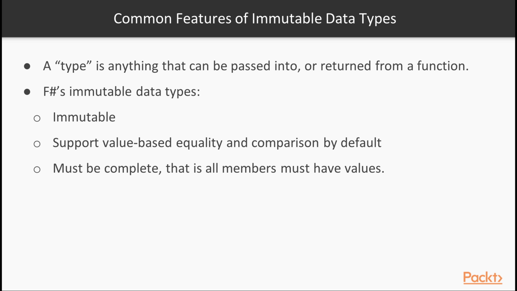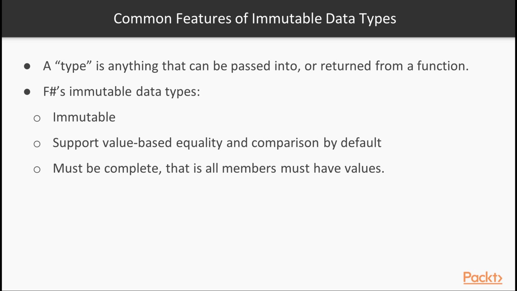In functional programming, a type is anything you can pass into or get back from a function. We use immutable types to model the data in the real world, while functions model the behavior. The most important characteristic of the immutable data types is that they are immutable. But another great thing about them is that they use value-based comparison by default.